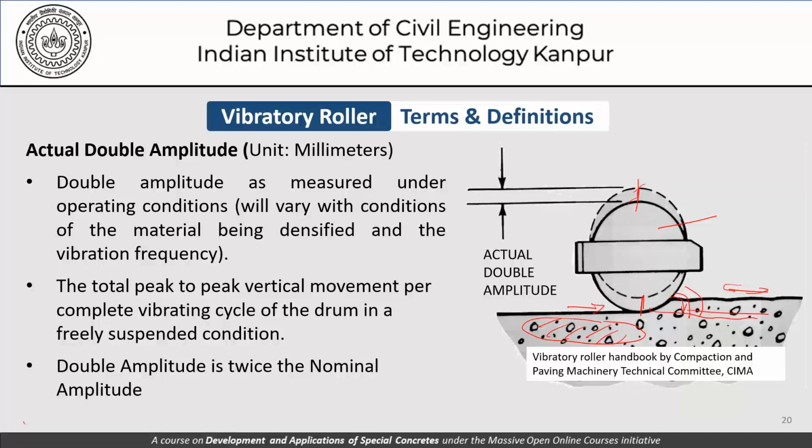So as far as the roller is concerned, there's something called an actual double amplitude, with units in millimeters. This amplitude, as measured under operating conditions, will vary with the conditions of the material being densified and the vibration frequency, and is the total peak to peak vertical movement per completed vibrating cycle of the drum in a completely free suspended condition. Now this is what defines the actual double amplitude of the roller that we are using. And this double amplitude, as we shall see, is nothing but twice the nominal amplitude.